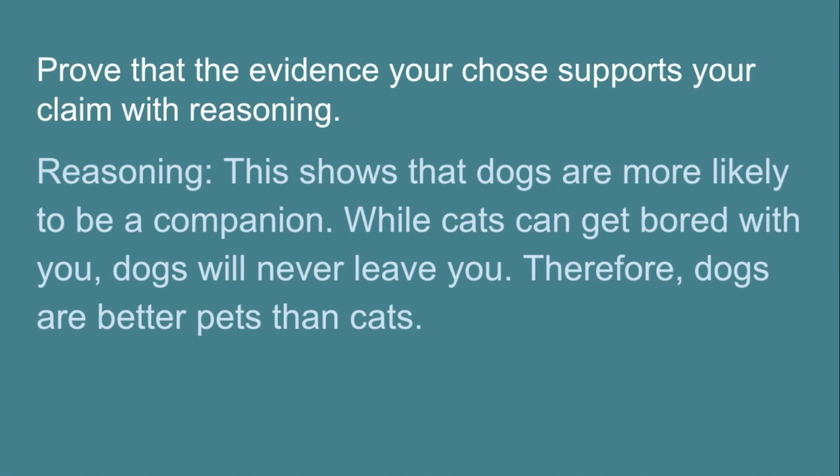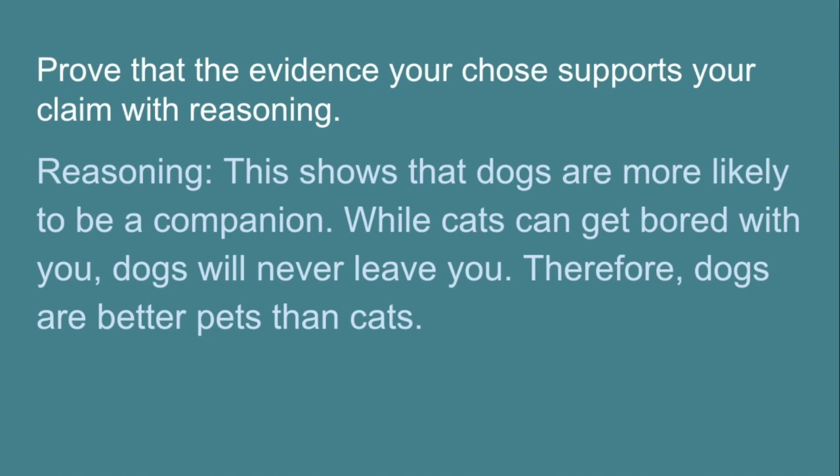And now you want to prove that that evidence that you chose supports your claim with reasoning. So the reasoning I came up with is this shows that dogs are more likely to be a companion. While cats can get bored with you, dogs will never leave you. Therefore, dogs are better pets than cats. So I'm just kind of summarizing what exactly this text said, right? This text was saying that cats can leave you. They want to escape you. They kind of get bored with you, where dogs will never actually leave you. So therefore, dogs are better pets than cats. And I summarize up my CER with that last statement.